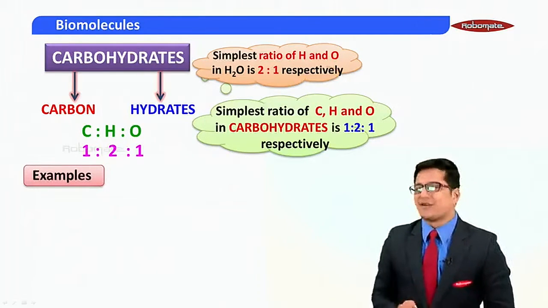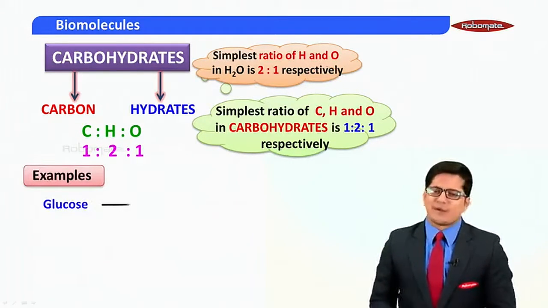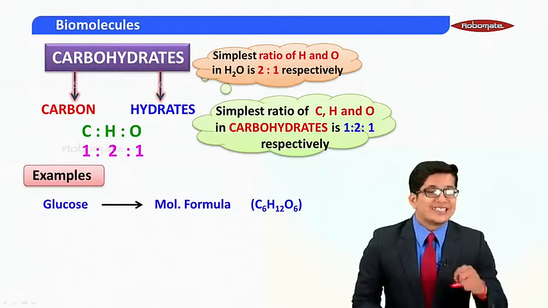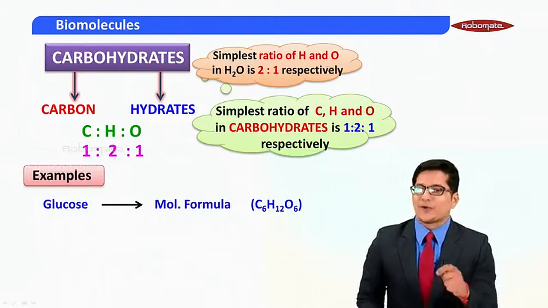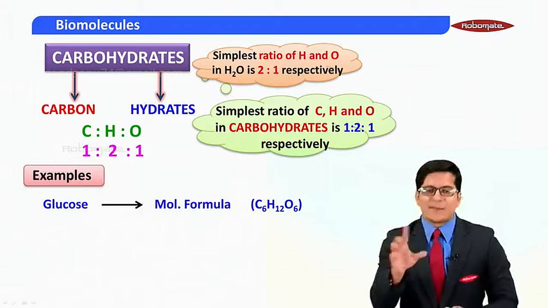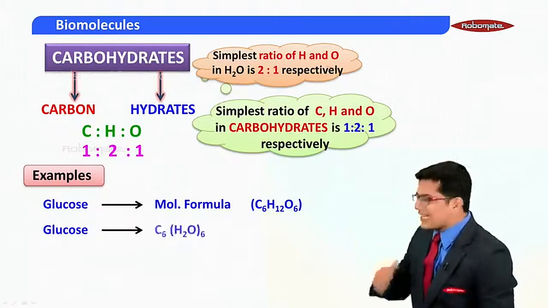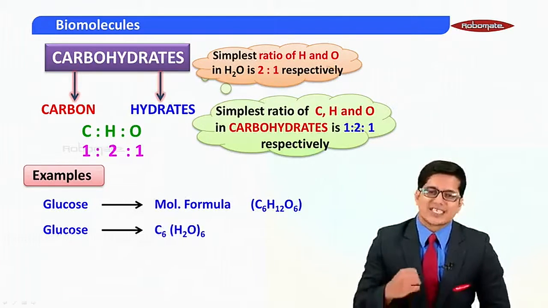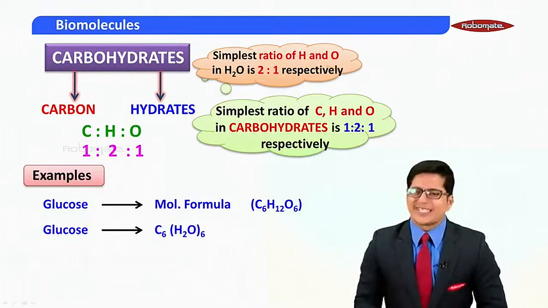Now, let's start with the examples. The first example which you can take is glucose, having a molecular formula C6H12O6. Now, could we write this same molecular formula in something like this? Yes, it can be written down as C6(H2O)6. Let's see one more example.